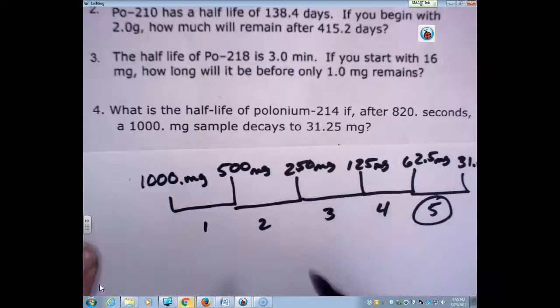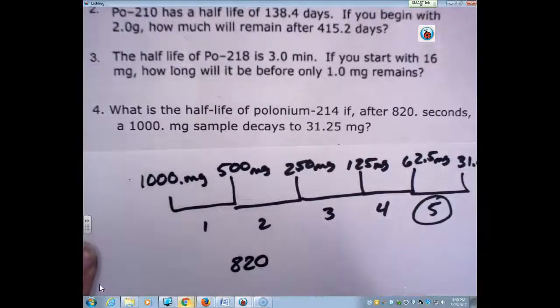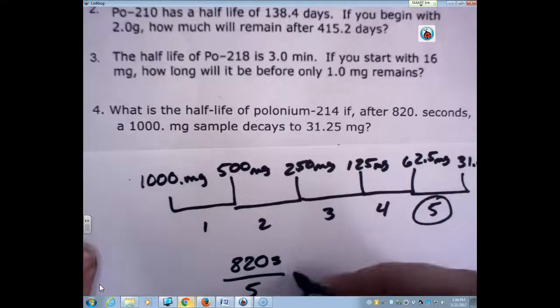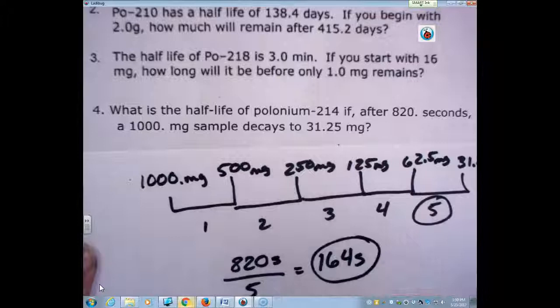And 5 half-lives had to fit in that 820 second total time frame. So 5 half-lives have to fit in there. And if I divide my 820 seconds by 5, I get 164 seconds. That's how long each half-life is.